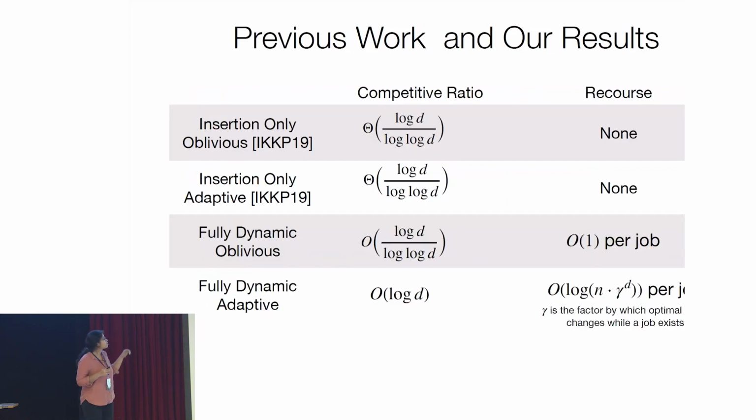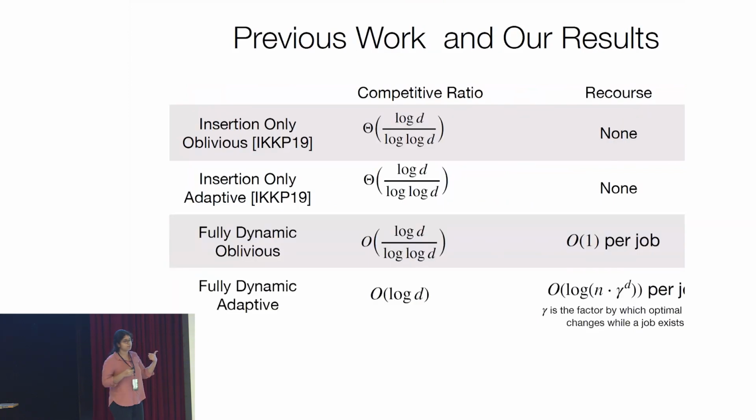Let's look at the results in this setting. In the insertion-only model, in the oblivious adversary setting, I think this is a paper of Demalya, so he's right here. And we get a tight competitive ratio of log D over log log D. And again, just to reiterate, D is the number of dimensions here. And here we don't actually use any recourse. With the adaptive adversary, we're able to match this. We again get a competitive ratio of log D over log log D, and there's no reassignment of these jobs.